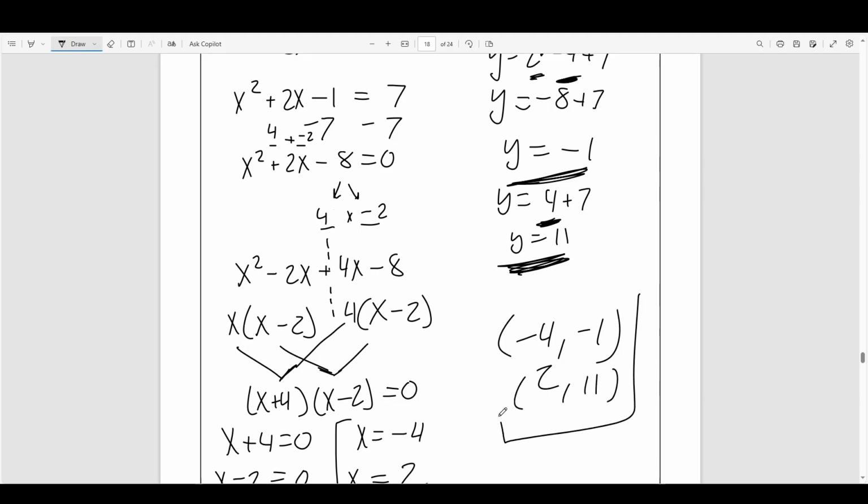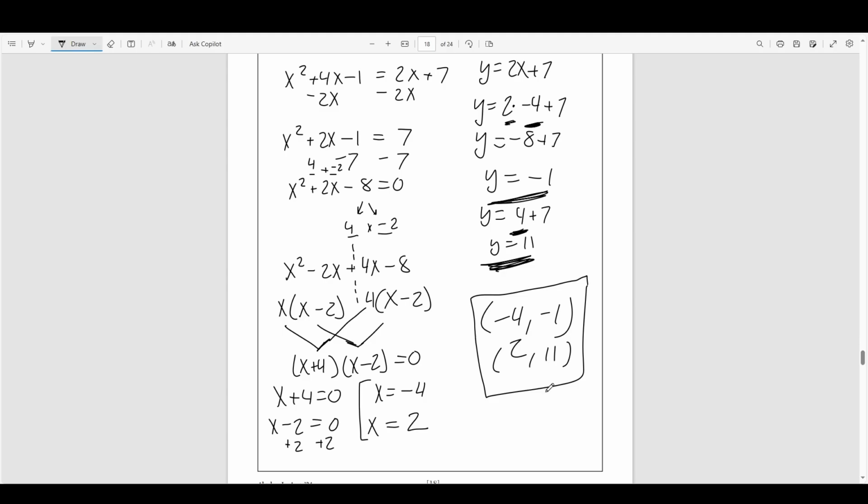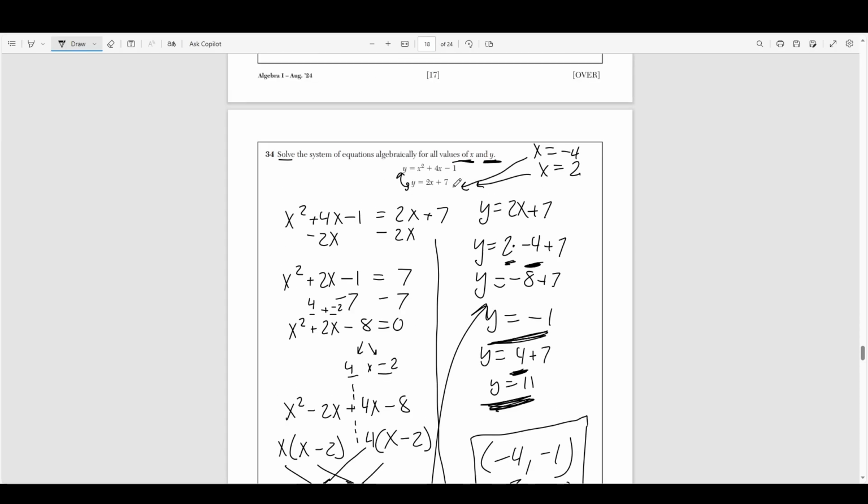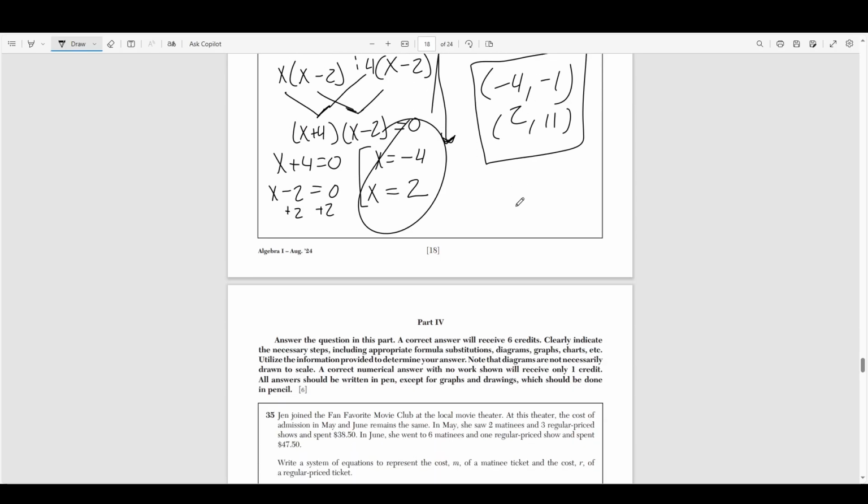Okay? So this is all we need to get full credit here, right? We need two coordinates that we get from first solving for x by setting the two equations equal to one another, and then plugging these two values back into one of these equations. I chose the bottom one because the top one would involve me squaring stuff, and that would have taken too long. And this is the end of part 3.